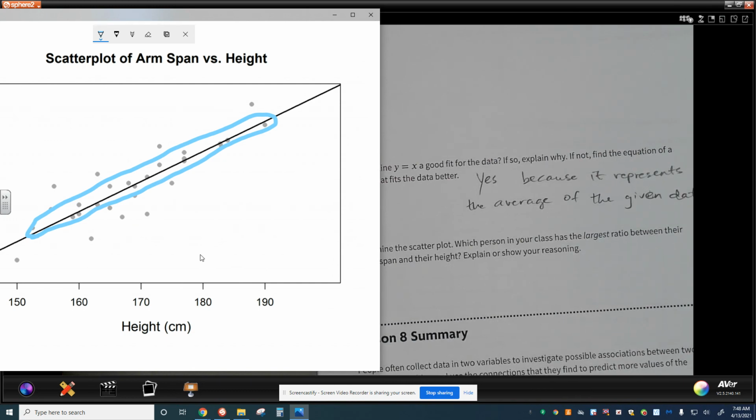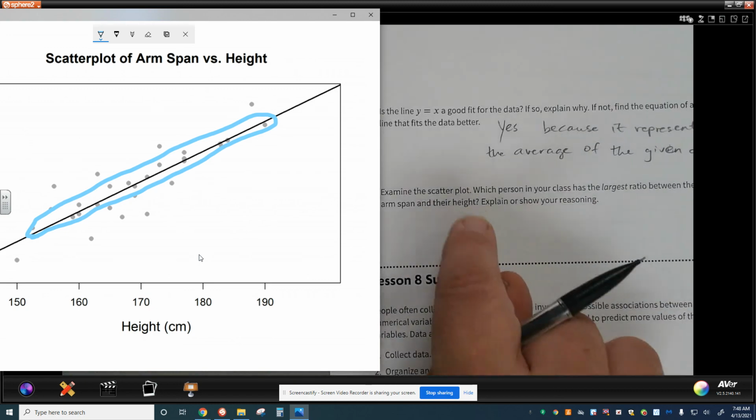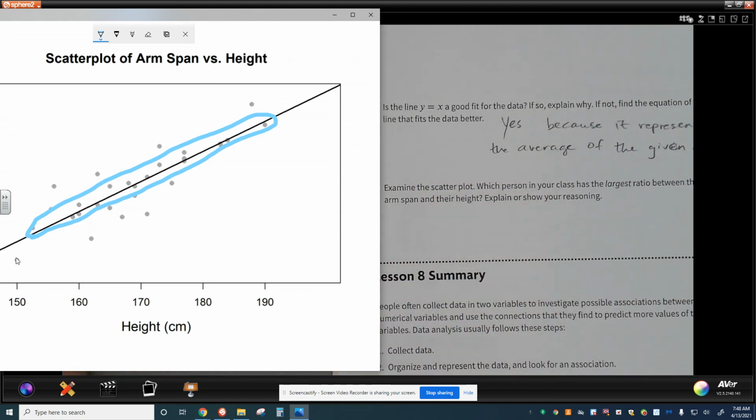When we talk about this next question, question number 4, what we're talking about is that the largest ratio would be the point that's the farthest off the line. I think that you can make an argument for any one of these points that are furthest off the line to say that they have the largest ratio, because their differences will be quite extreme compared to the others.